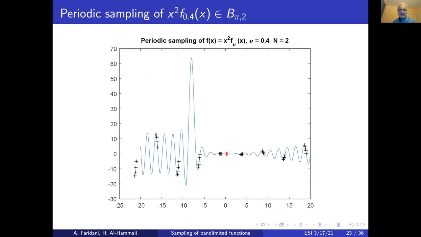Finally, we want to sample with gaps. So we do an experiment on this same function with periodic samples, which are indicated in black here. So you see the black samples come in groups of five with relatively large gaps in between them. In particular, there is no sample where the big peak of this function is. And our additional samples are all concentrated in a very small interval around zero in this case.